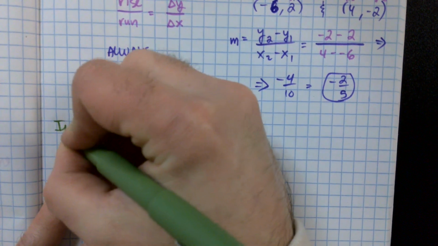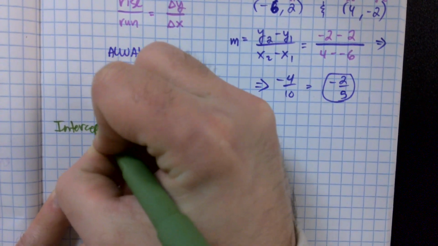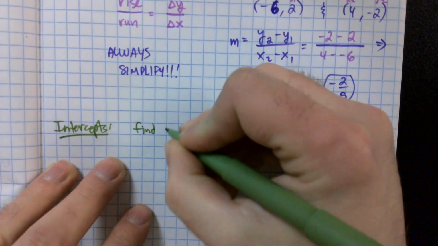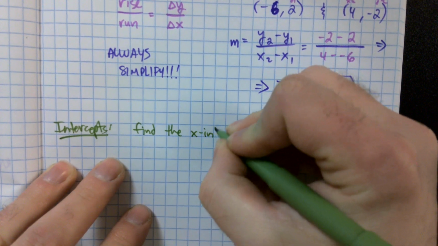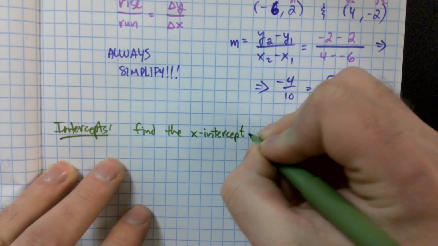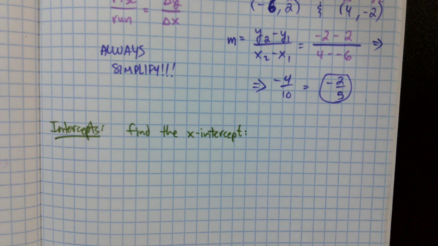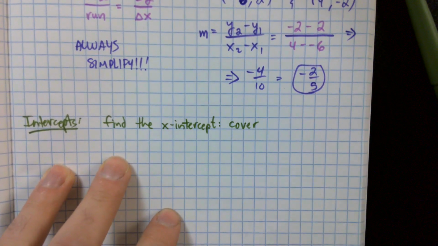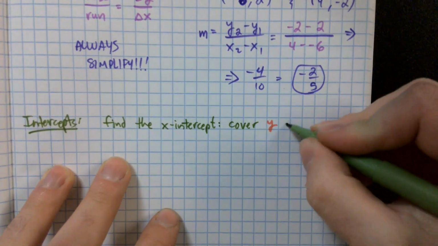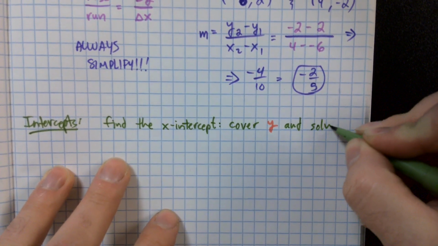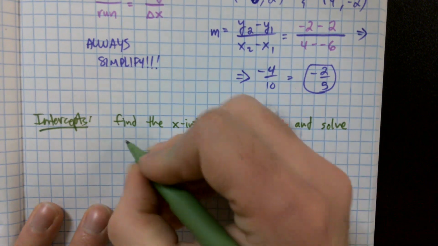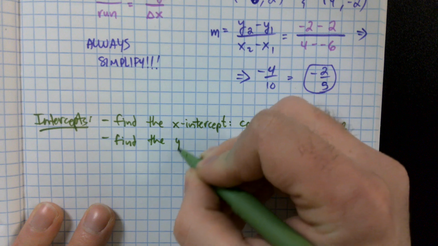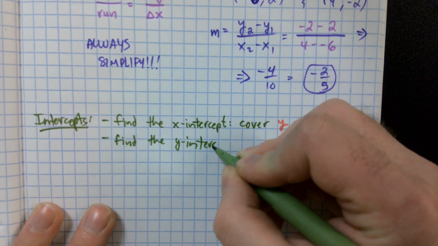Let's talk about intercepts. All right. If I want to find the x-intercept, I'm going to cover the letter y and solve. But if I want to find the y-intercept, obviously I'm just going to do the opposite, cover the x and solve.